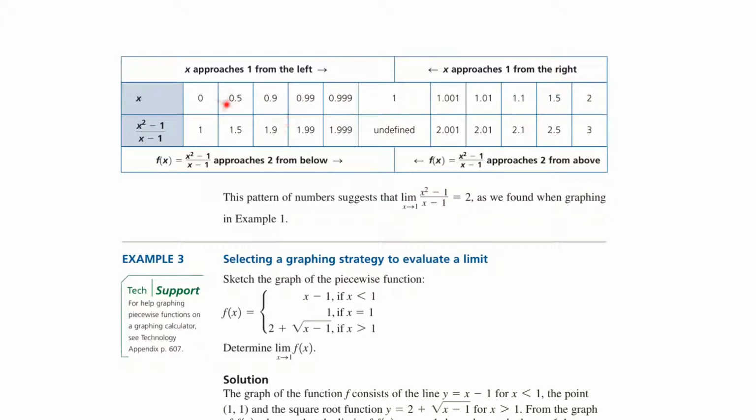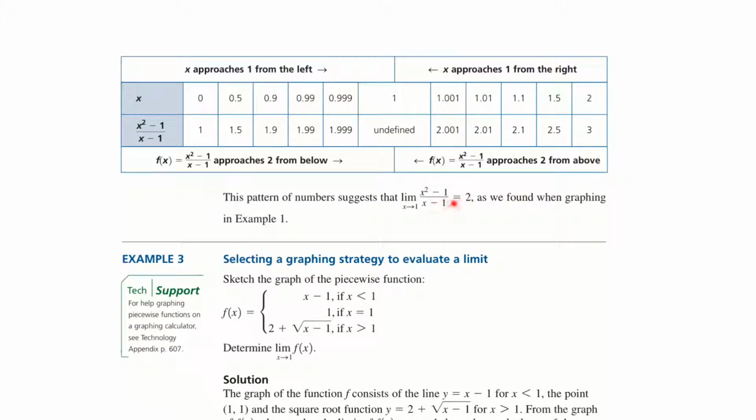What we do is calculate y values, where y is (x² minus 1) over (x minus 1), and complete the table. Looking at the pattern, we'll see from the right side when x approaches 1, (x² minus 1) over (x minus 1) approaches 2. From the left side, when x approaches 1, f of x also approaches 2. This pattern suggests that the limit of (x² minus 1) over (x minus 1) as x approaches 1 is 2.